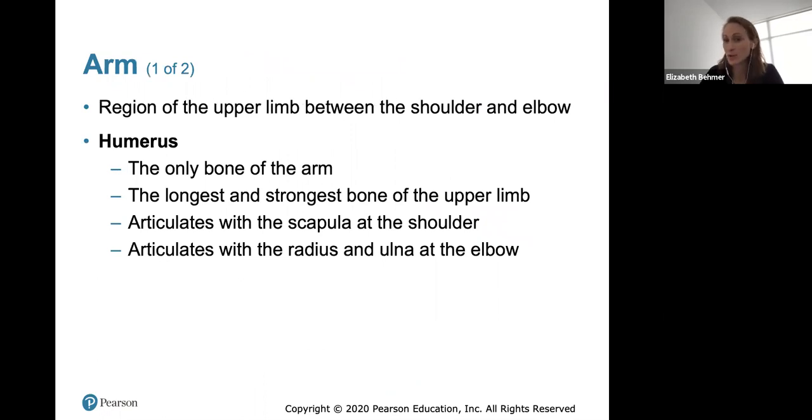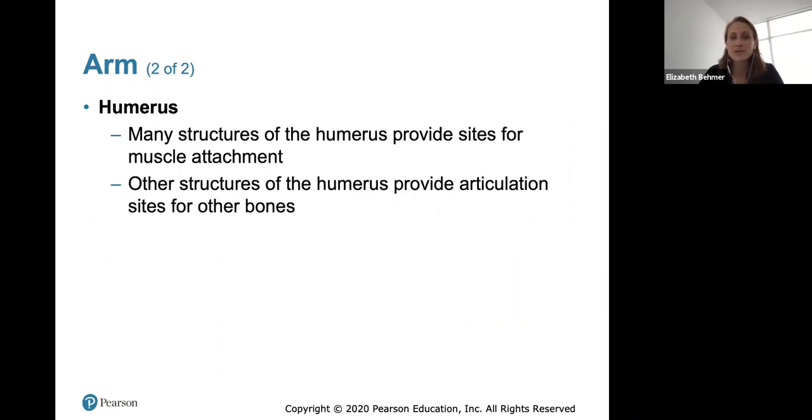The humerus is the only bone of the arm. It's the longest and strongest bone of the upper limb, and it articulates, or touches, with the scapula at the shoulder, and it also articulates with the radius and ulna at the elbow. Whenever you see the word articulate, that means touch. There are many structures of the humerus that provide sites for muscle attachment, and other structures of the humerus provide articulation sites for other bones.